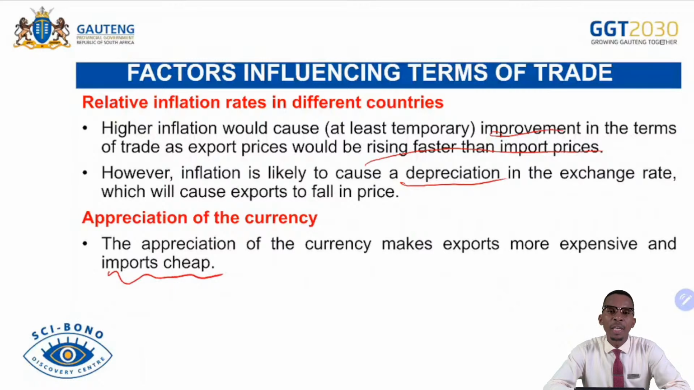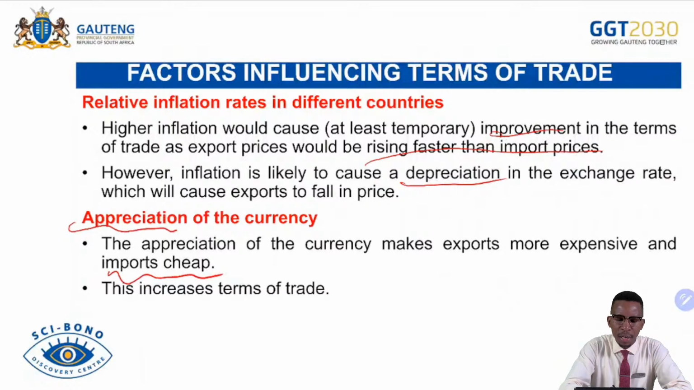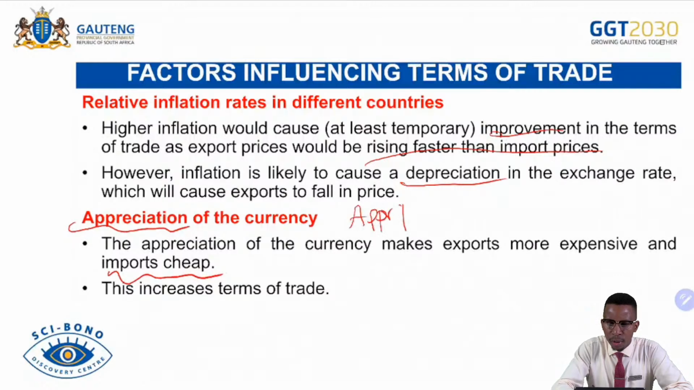So the danger of having imports being cheap is the fact that local consumers might end up demanding most of the imported goods and services and neglecting the locally produced goods and services, because they will be cheap. These increase the terms of trade. So as the currency appreciates, that will be increasing terms of trade. Let's check the appreciation. So the currency appreciates, and then what will be happening?